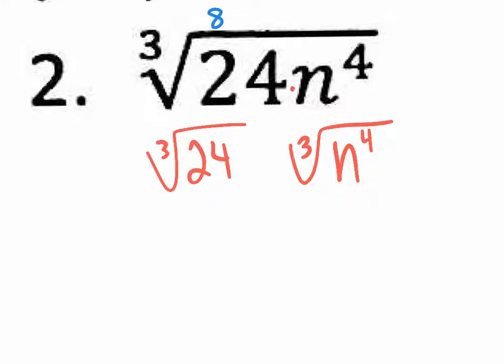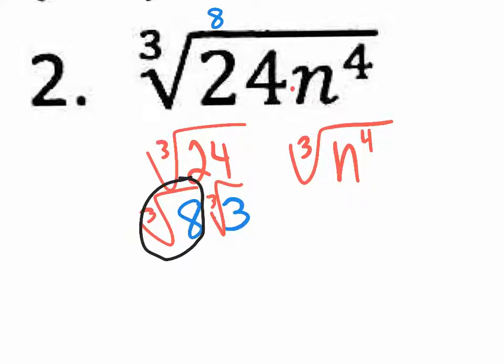Now, could we rewrite 24 to look like an 8 times something? Yeah. So let's rewrite 24 to be 8 times 3, because 8 is a perfect cube number. So when you split it, you'll be able to do the cube root of 8. What is the cube root of 8? 2, because 2 times 2 times 2 is 8. And then that cube root of 3, you're just going to bring it down. The cube root of 3.